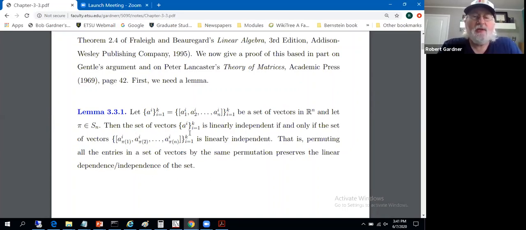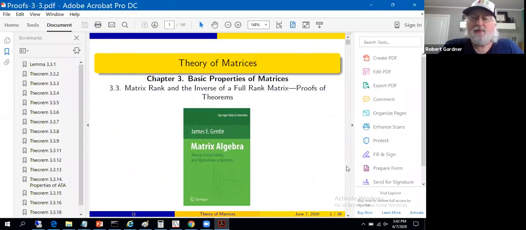The claim was, the set of vectors originally given is linearly independent if and only if this new set of vectors is linearly independent. If and only if, so dependent for one implies dependent for the other. Okay, so that shouldn't be too surprising. All you're doing is uniformly moving the components around. So it's not surprising that that has no effect on linear independence. Let's go through a proof.